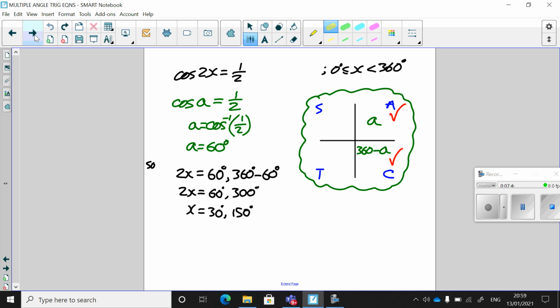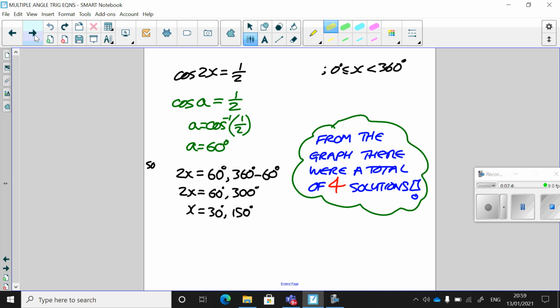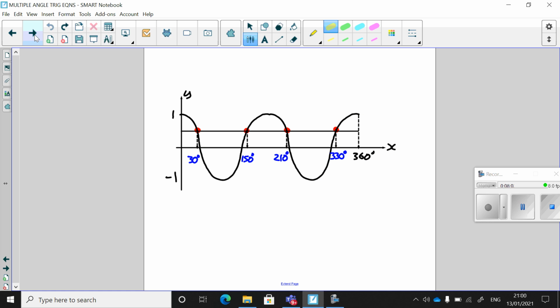But I think I've got more than two answers, because in the graph that we showed earlier, there were 4 points of intersection. And 30 and 150 were two of the solutions. So you can see them, 30 and 150. They are there. But it looks like I've got two other solutions, so they might be connected in some way to the 30 and 150.